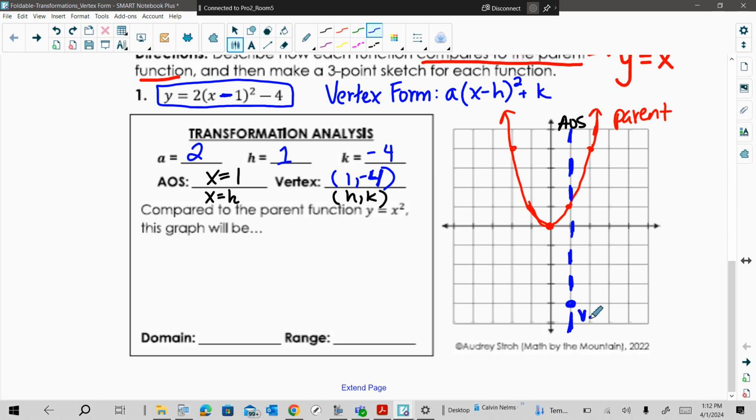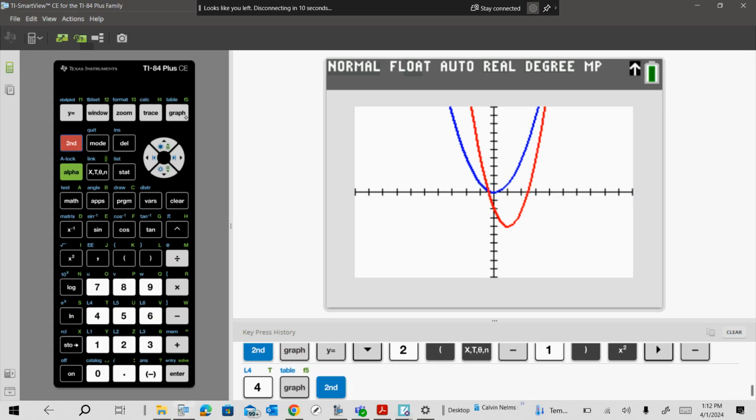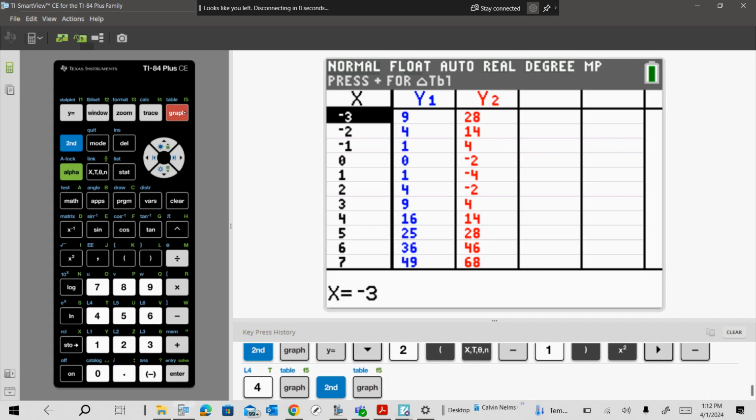This is the vertex. But we need some points. Where can I find the points to graph? Yeah, second graph. Go to the table. Our vertex was here at 1, -4. So at 0, we have a -2. And at -1, we have a +4. Do you see that? Excuse me. Let me get reconnected. So let's get these points graphed. Let's make the U shape.